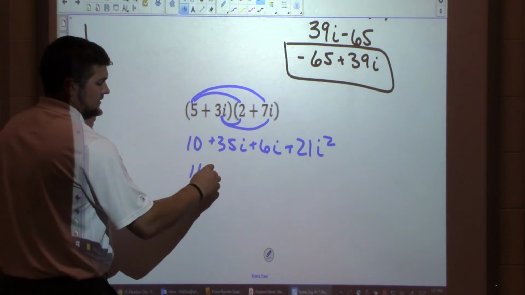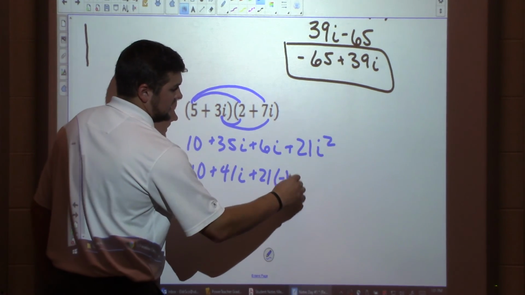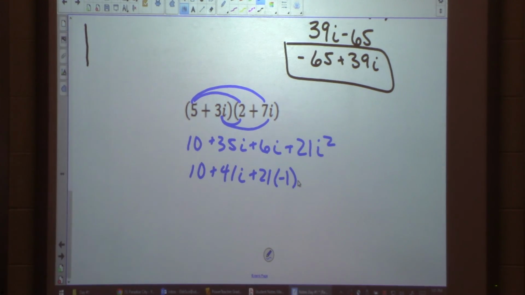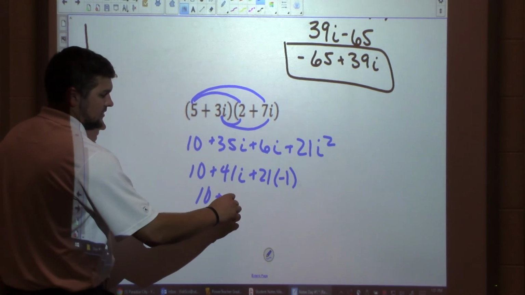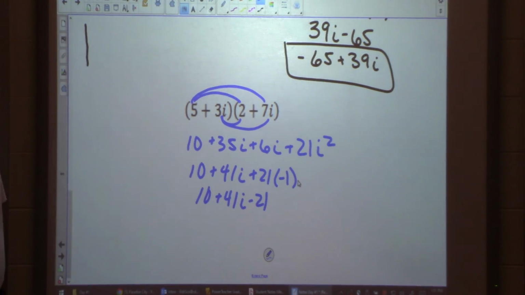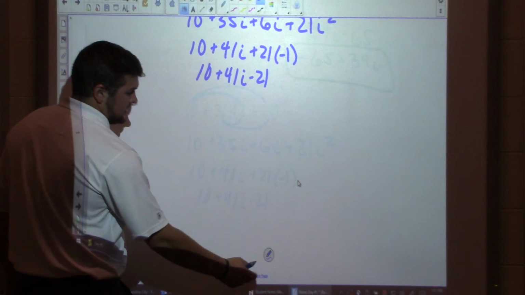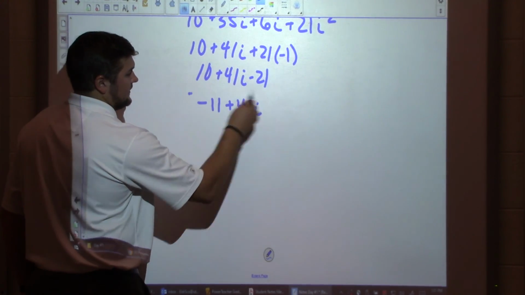Same thing, combine your like terms. 10 plus 41i plus 21 times negative 1, right? i squared becomes negative 1. So I get 10 plus 41i minus 21. Combine your like terms: negative 11 plus 41i.